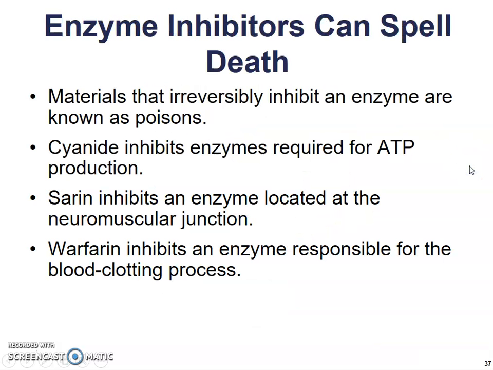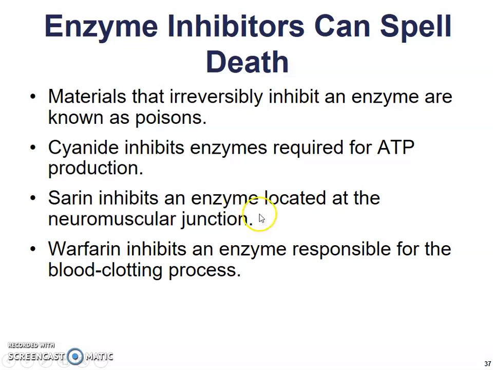Enzyme inhibitors can spell death. There are certain substances that change the shape of enzymes and change the way that your body works. Materials that irreversibly inhibit an enzyme are known as poisons. Cyanide is a, I don't want to say popular one, but one that a lot of people know about. It inhibits the enzyme required for ATP, which is energy production.